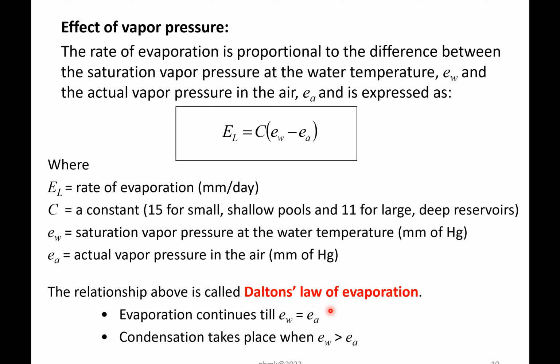In this case, when EW, which is the saturation vapor pressure, is the same as the actual vapor pressure, the evaporation will continue. And when the saturation vapor pressure is smaller than the actual vapor pressure, there will be condensation.